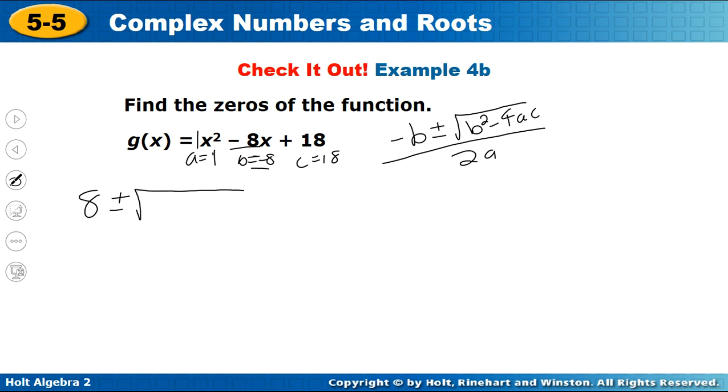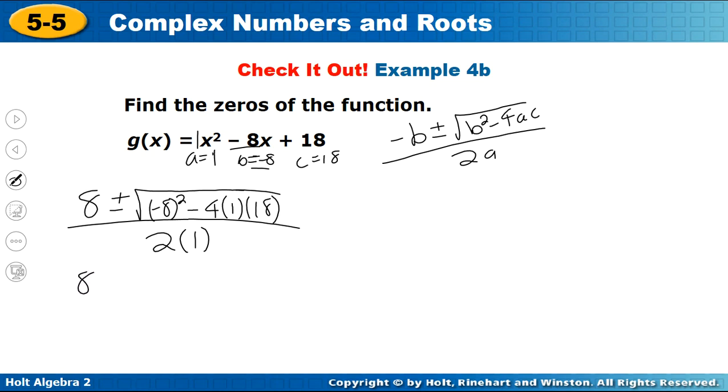Plus minus the square root. b squared. So it's going to be negative 8 squared. And again, if you're putting that in your calculator, please use parentheses. Minus 4 times a, which is 1, times c, which is 18. All divided by 2 times a, which is 1.